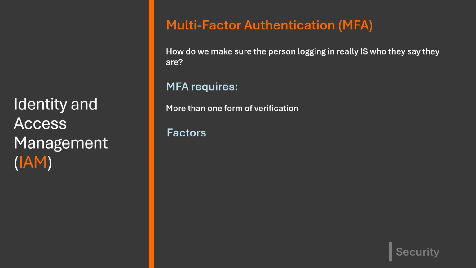MFA is built around three types of factors: something you know, such as a password or PIN; something you have, like a smartphone app, for example, Microsoft Authenticator, a hardware token, or a smart card; and something you are, which can be biometrics such as a fingerprint, retina scan, or facial recognition.